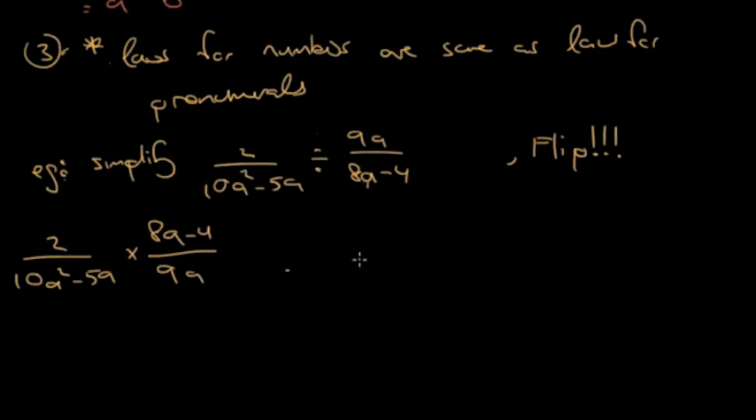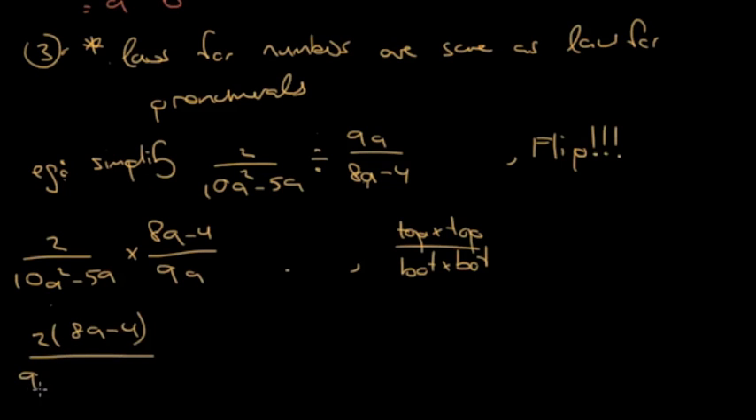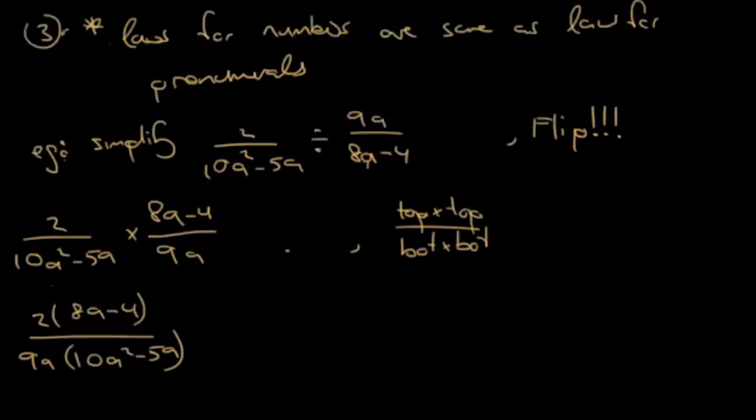There's a couple of different ways to do this, but usually in a case like this, you'd say top times top and bottom times bottom. And so we end up with 2 outside of 8a minus 4 and 9a outside of 10a squared minus 5a. Okay, so this is what we're looking at.